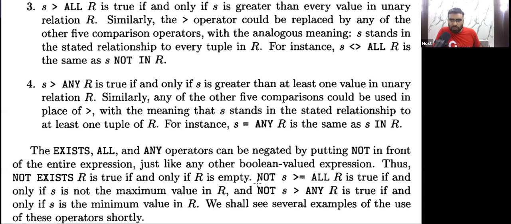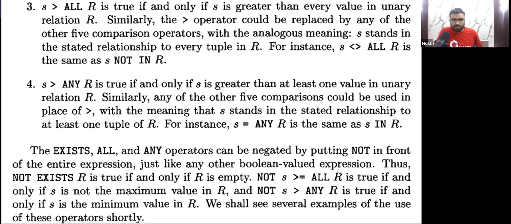For example, look at this. Not s greater than or equal to all r, when will it be true? Tell me. This will be true when s is less than some value of r. S must be less than some value of r. So can I say s is not maximum? S is less than some value of r, so I can say s is not maximum.